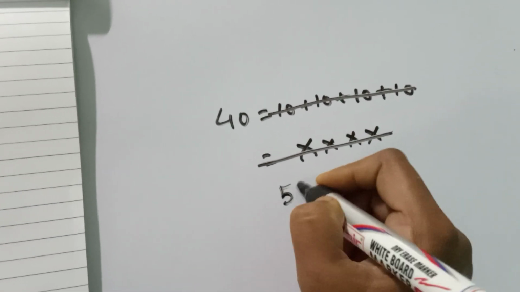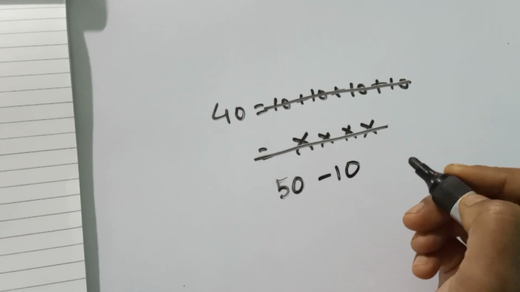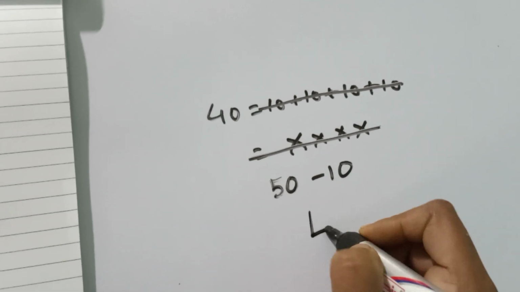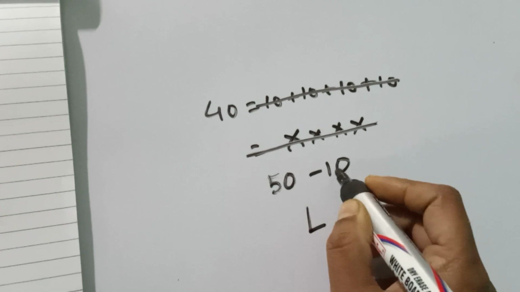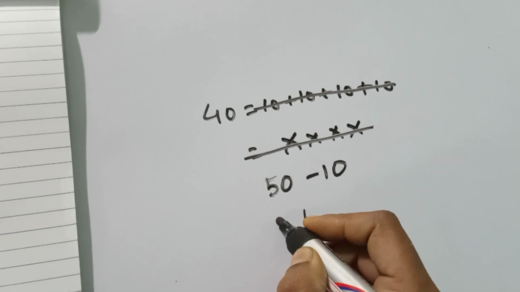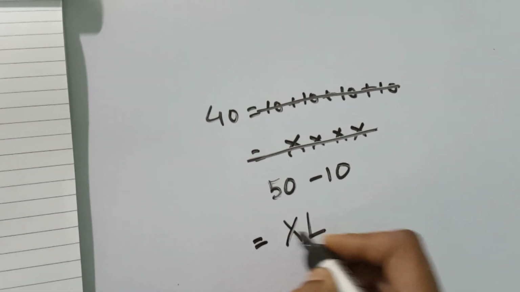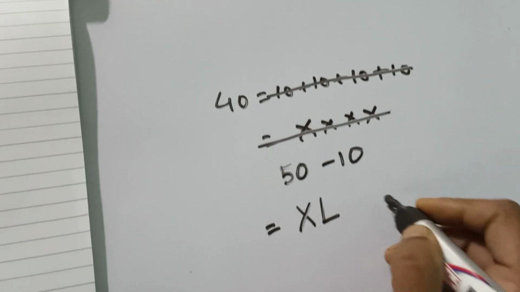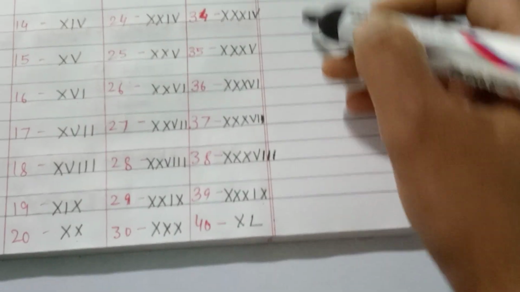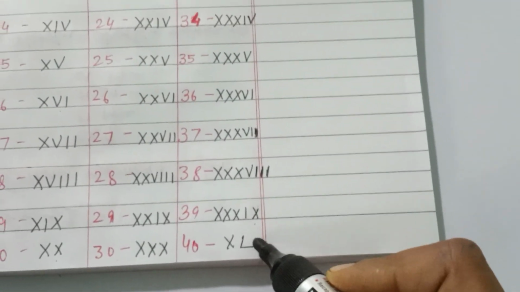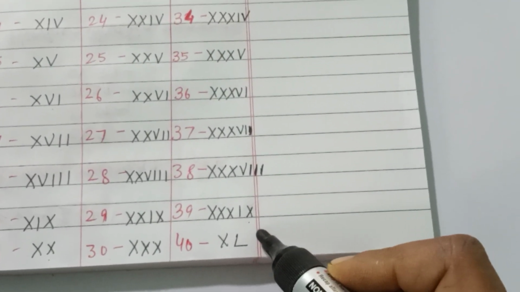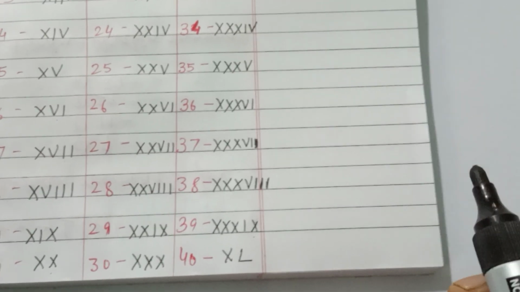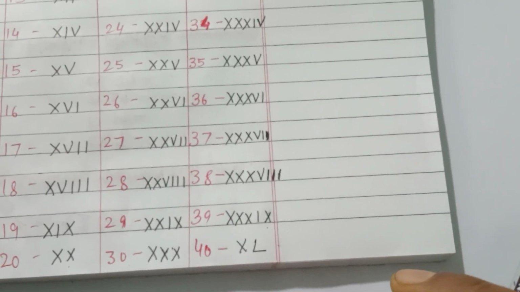So, here you will write 50 minus 10. Okay, 50 is L. You are subtracting here 10, no? So, you write the 10 before L. So, you write X before L, XL. This you will read in your next class. But here, to complete this counting, I am telling you here. So, 40 is XL. Okay, after 40, you will read in your next class.